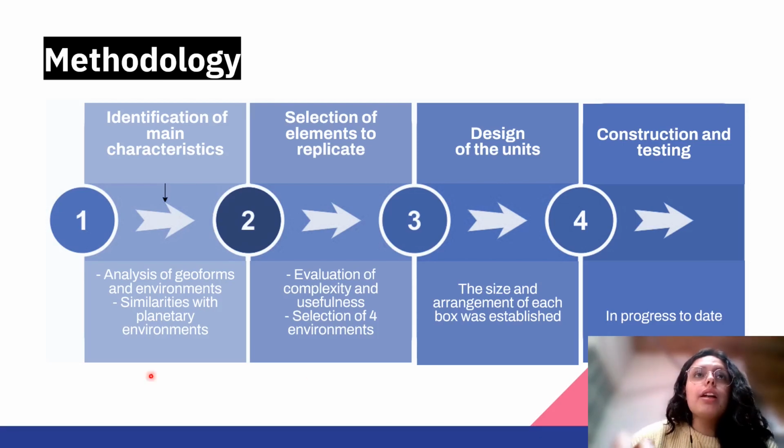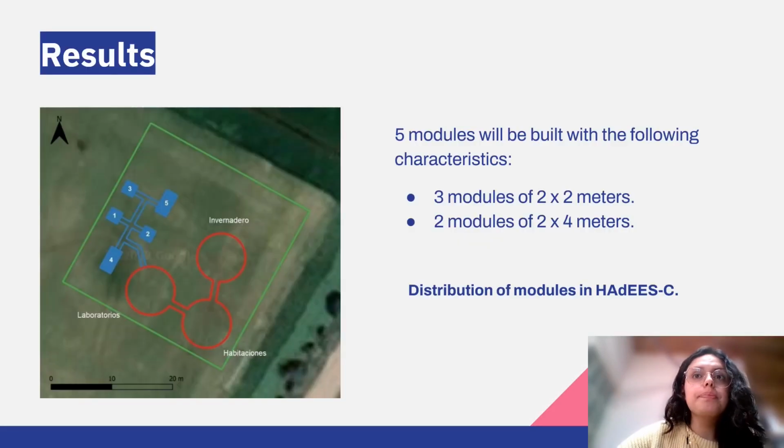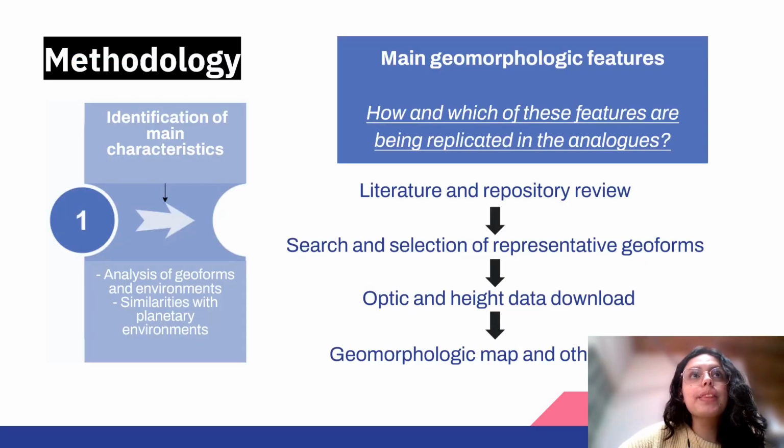For this reason, several geological environments were analyzed and evaluated to see the most versatile and relatively easy to build. The preliminary result is a modular structure design with 5 separate modules with 2 different sizes. Depending on the morphology to be simulated, they will be filled with rubble, gravel, sand, cement, and other materials.